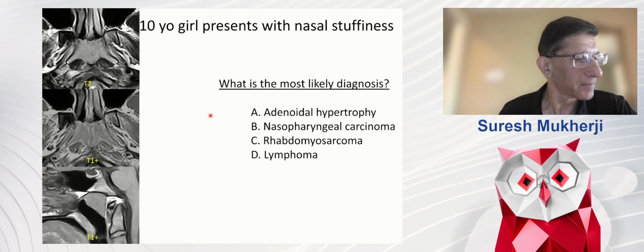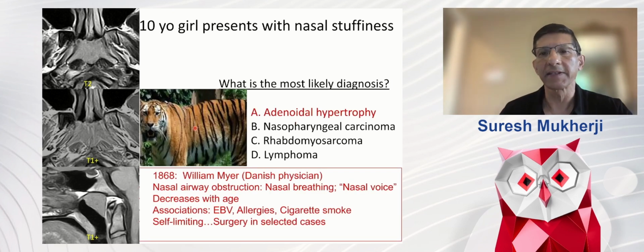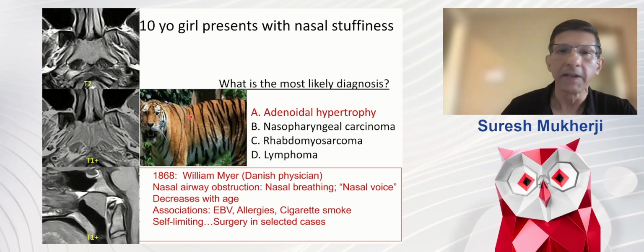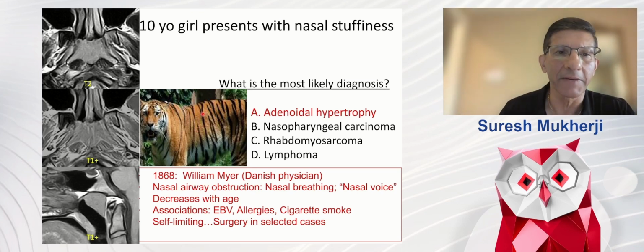Perfect. And the correct answer here is going to be adenoidal hypertrophy. And what I want to do in this last slide is just talk about what Dr. Becker mentioned. I didn't know she was going to mention stripes, but anyone that's trained with me knows about my tiger stripes.